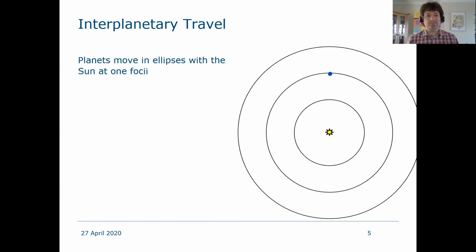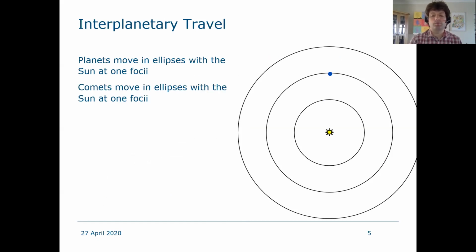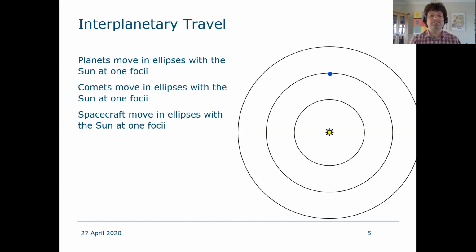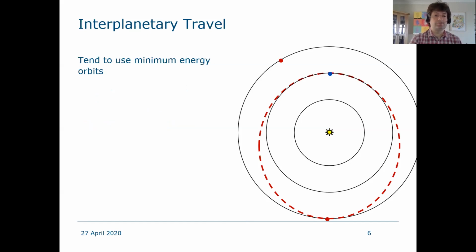So Kepler's laws tell us that planets move in ellipses with the sun at one focus. Comets move in ellipses with the sun at one focus. So it's hardly any surprise that spacecraft move in ellipses with the sun at one focus. So in this diagram here, we've got the sun at the center of the solar system. The blue dot represents the Earth on its orbit. The red dot represents Mars on its orbit. So if we want to go from the Earth to Mars, we could follow an elliptical orbit rather like this. If Mars was over here, we could use a different elliptical orbit.